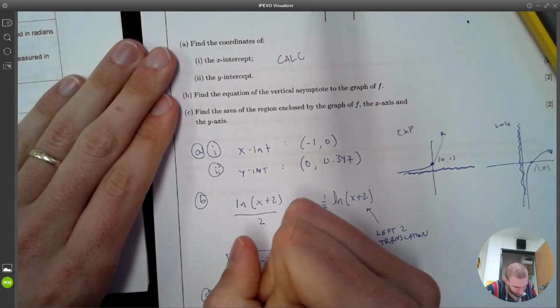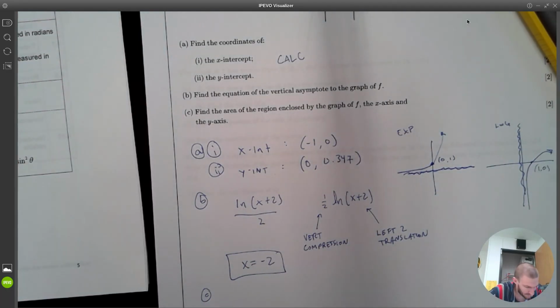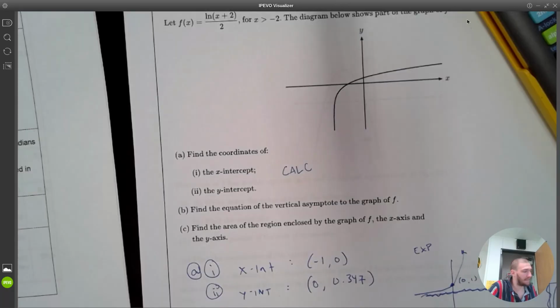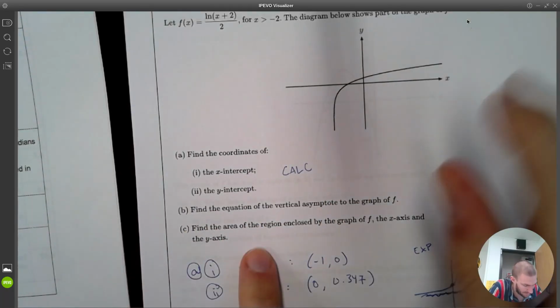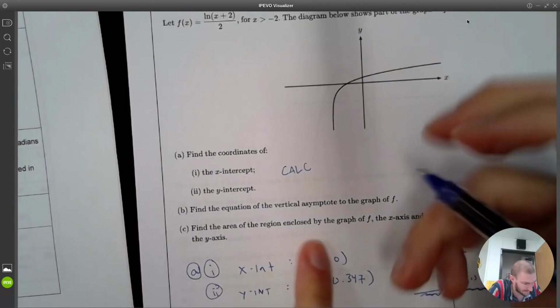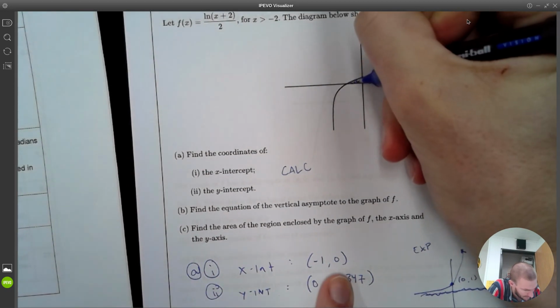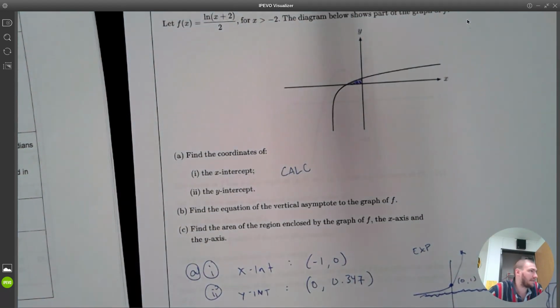Part C. Find the area of the region enclosed by the graph of f, the x-axis, and the y-axis. Let's make sure we know what we're talking about here. Here's our graph. We need the graph, the x-axis, and the y-axis. So it's got to be this. It's got to be this little spot here.